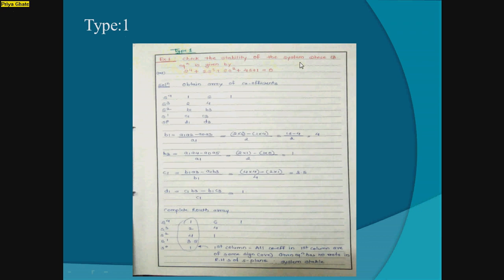Example number 1. Check the stability of the system whose characteristic equation is given by s raised to 4 plus 2s cube plus 6s square plus 4s plus 1 is equal to 0. Solution: obtain the array of coefficients. We have to write the s terms in descending order, starting from s raised to 4, because the first term in the characteristic equation is s raised to 4. That's why we have taken s raised to 4, s raised to 3, 2, 1, 0. Now the s raised to 4 coefficient is 1, that's why we are writing 1 here.